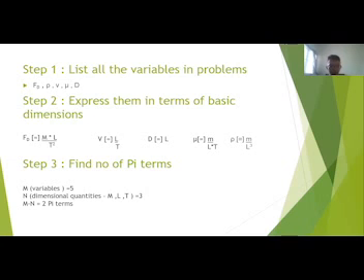Step 3, we will find the number of pi terms. As we know, there are 5 variables in this problem. So m is 5, and n is the dimensional quantities involved, which is M, L, and T: mass, length, time. So there are 3 dimensional quantities involved. So the number of pi terms will be equal to 2, which is m minus n, 5 minus 3 equals 2. So we have to find those 2 pi terms.